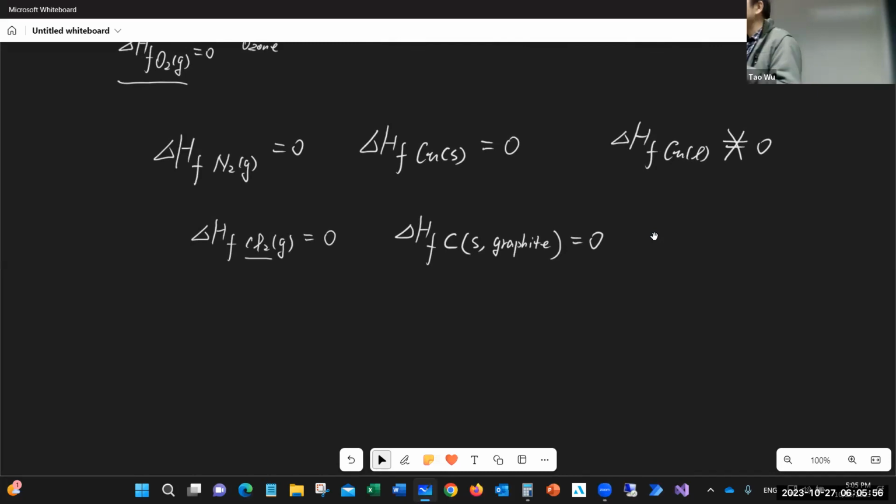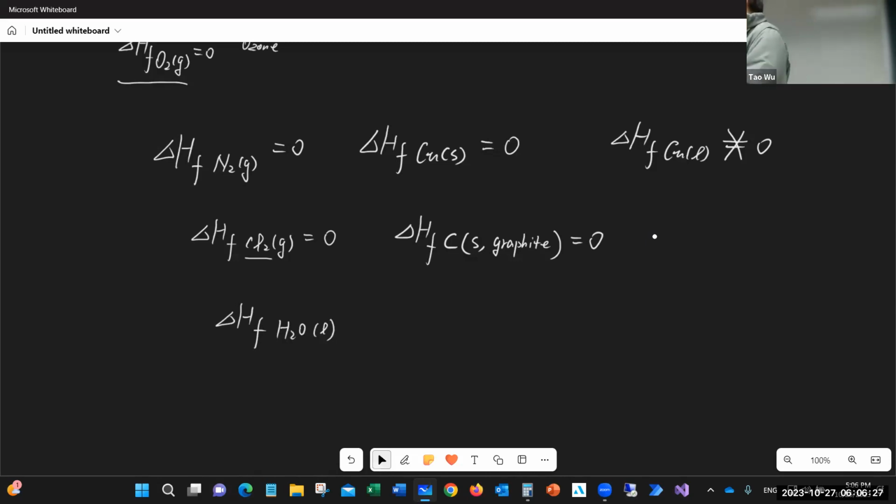And then let's talk about how the compounds work. How can we figure out the enthalpy of formation of a compound, right? We talk about those elements being zero, but how can we figure out the enthalpy of formation of compounds? For example, let's talk about water. Water also has an enthalpy of formation, and let's just talk about liquid water.